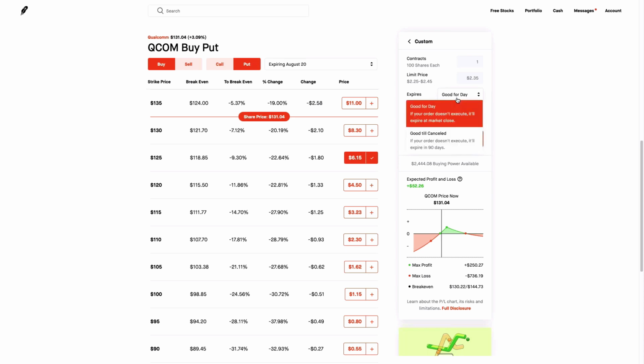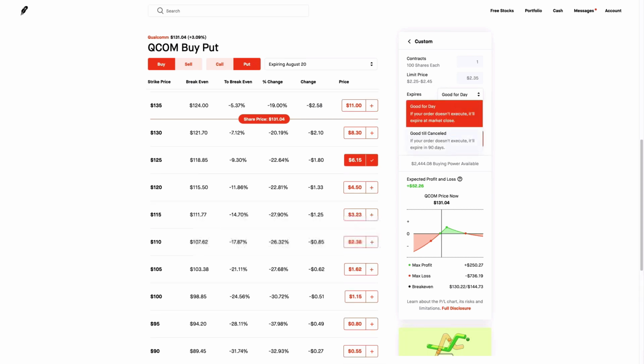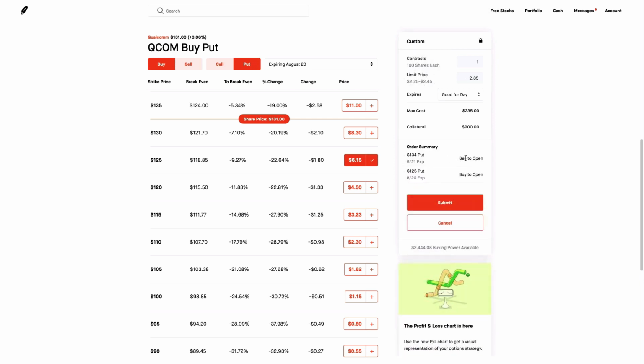And then that expires, that just means it's good for the day. Or you can say, hey, let this order sit tomorrow, the next day, next week, until the option order fills. We usually just leave that good for the day, because so much can change from week to week. So awesome, Kyle. Let's send that through the review order. It just gives you one last check to make sure you've got everything correct here.